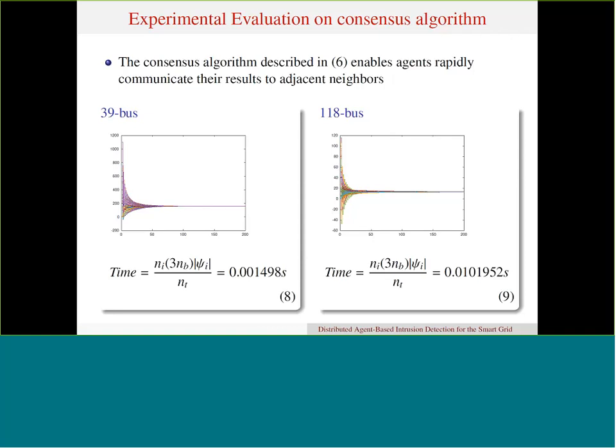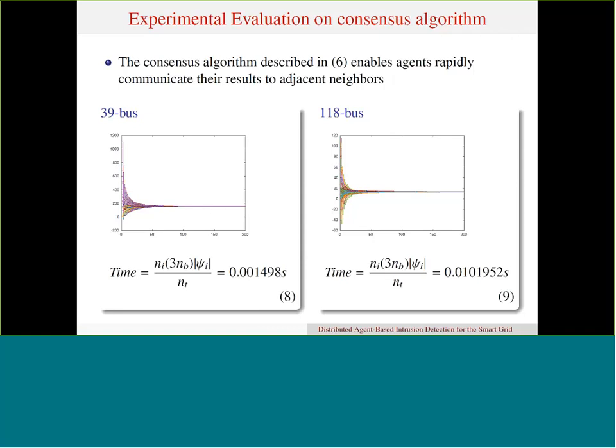But when we compute how long it would take for this algorithm to converge, that's the time for each of them, and for the 39-bus system this is 0.001 seconds, like 1 millisecond. Then for the 118-bus system, it's taking 10 milliseconds. But we're assuming your communication link has the capacity of like 100 Mbps. You can even bring it down to 10, and the performance of this consensus algorithm would still be acceptable. But it has the potential to be faster.